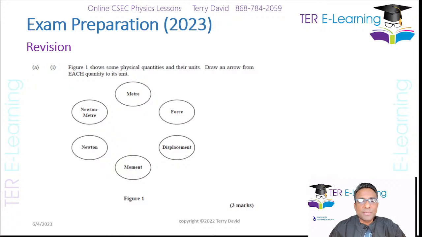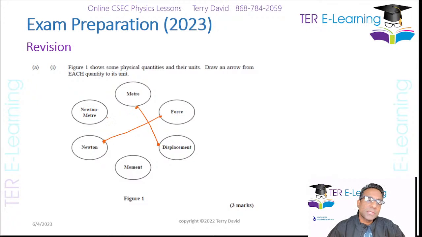Figure 1 shows some physical quantities and their units. Draw an arrow from each quantity to its unit. So we have physical quantities and we have units here. Let's start with an easy one. Force has to be measured in newtons. So that's our quantity and that's our unit. Displacement is measured in meters, so these two will match up here.